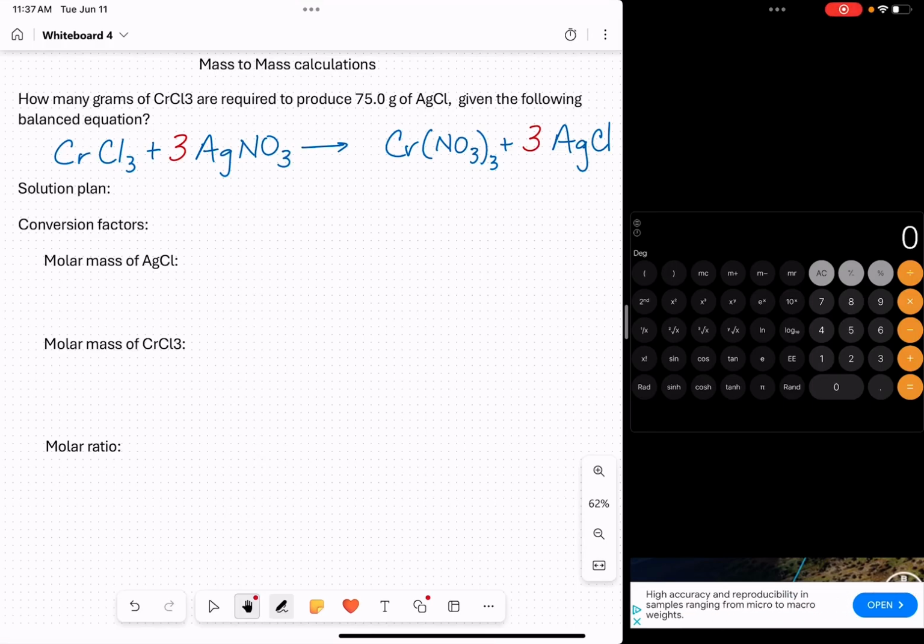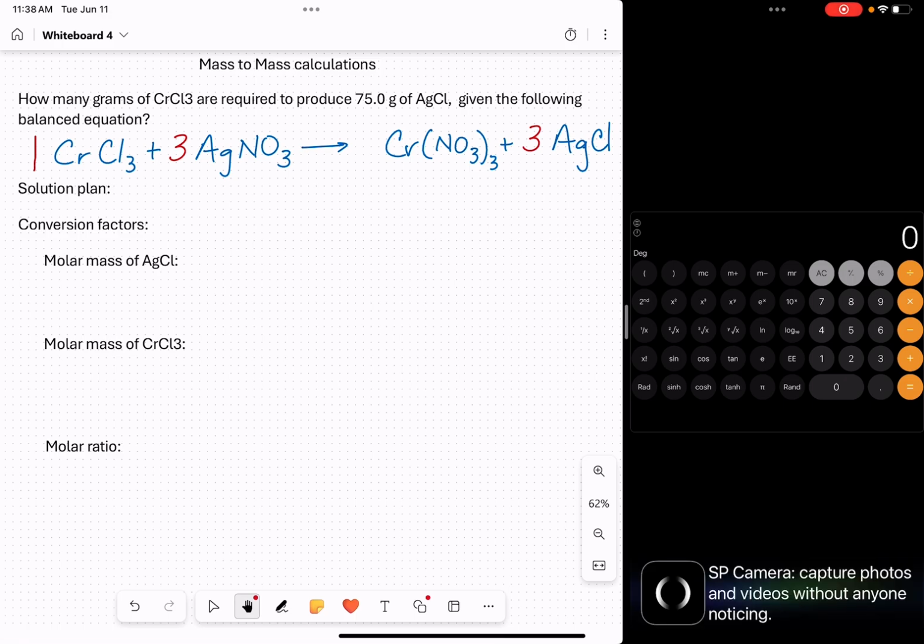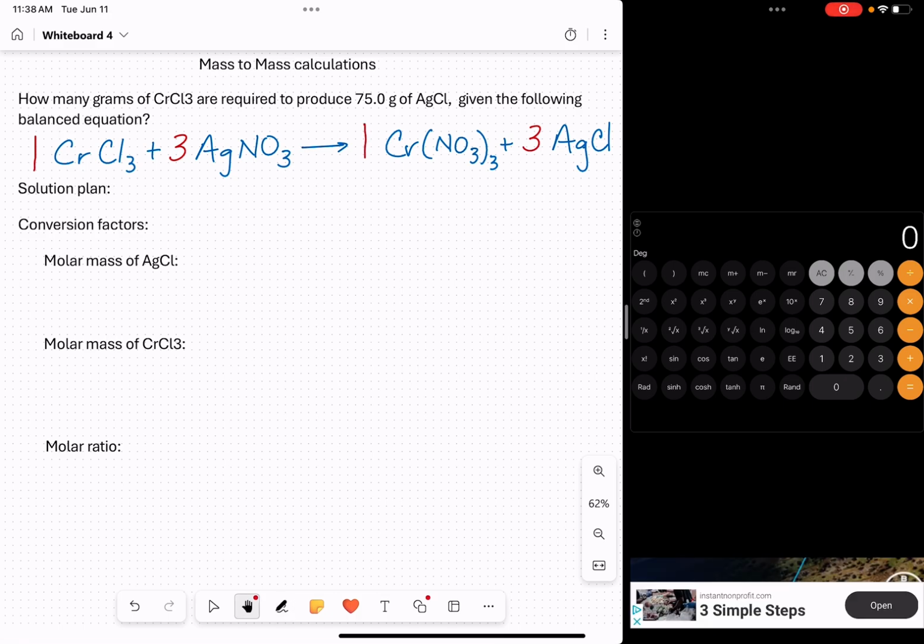Let's do a practice problem where we start with the grams of one substance in a chemical equation and convert to the grams of another substance in that chemical equation, also known as a mass-to-mass calculation. How many grams of chromium 3 chloride are required to produce 75 grams of silver chloride, given the following balanced equation? So 1 mole of chromium 3 chloride reacts with 3 moles of silver nitrate to give 1 mole of chromium nitrate and 3 moles of silver chloride.